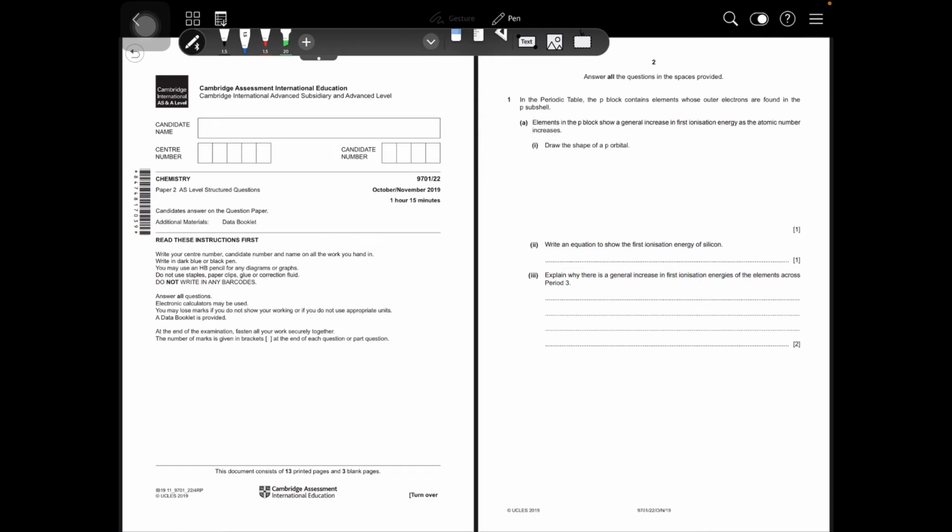Alright everyone, so today we're going into answering CIE Paper 2 Chemistry 9701 22 October-November 2019. Let's get into the first question.